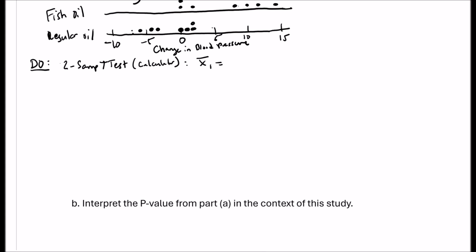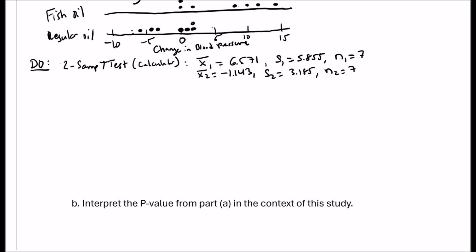X bar 1 equals 6.571. S1 is 5.855. We got N1 equals 7. We got X bar 2 is negative 1.143. I'm just rounding this to 3 decimals. S2 is 3.185. And N2 is 7. And they did give us our T, so we would have to provide that as well.